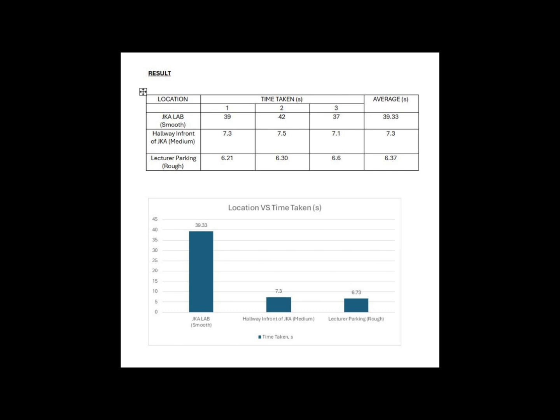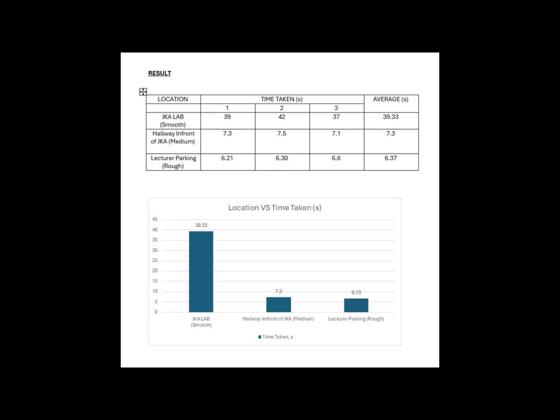As for the result for the surface drainage test, it is conducted at 3 different locations also, which are smooth, medium and rough surfaces, and 3 readings are taken to get the average value of the time of water flowing out from the tube. And we can see that the longest is the smooth surface and the shortest is the rough surface. This can be explained because the surface drainage test measures how well the water flows out of a surface and how well that surface can drain out water.